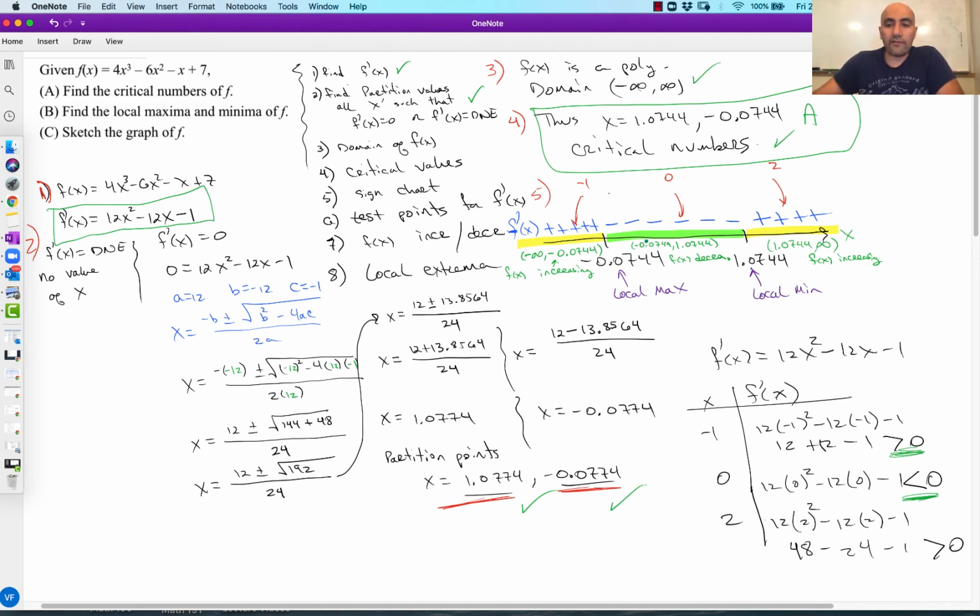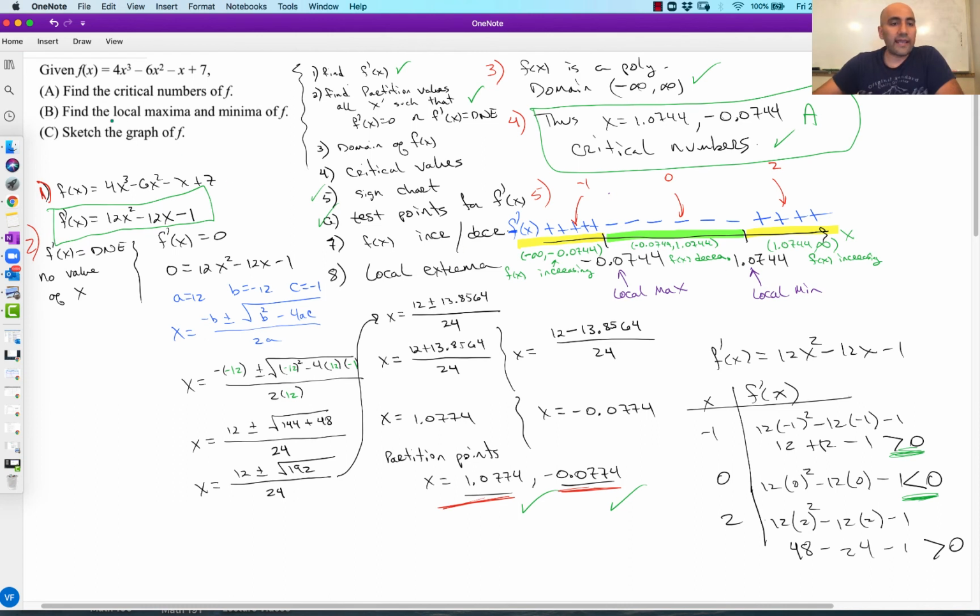Okay, that's part of creating the sign chart and finding test points. We did this, we did that. And then increasing or decreasing. Well, the original underlying function is going to be increasing whenever the derivative is positive. So it's increasing in this zone. And decreasing whenever the first derivative is negative. So it's going to be decreasing in this zone and increasing in this zone.